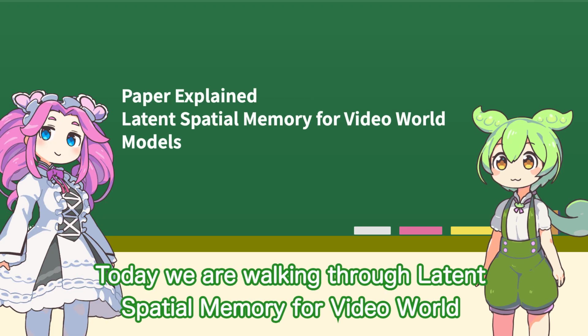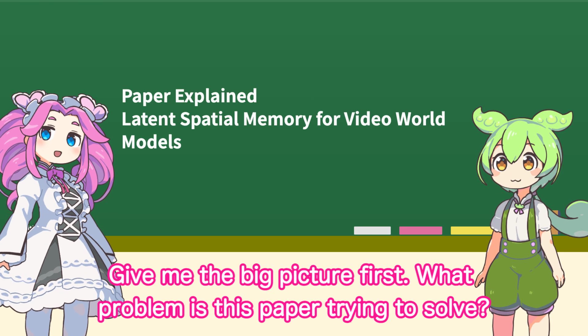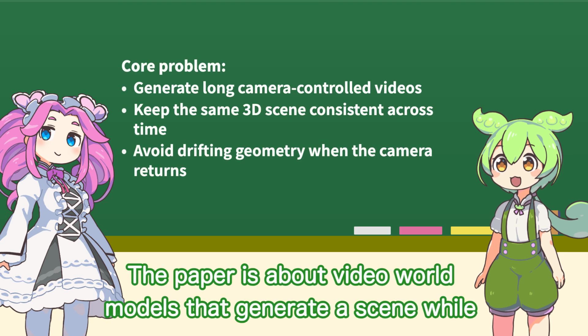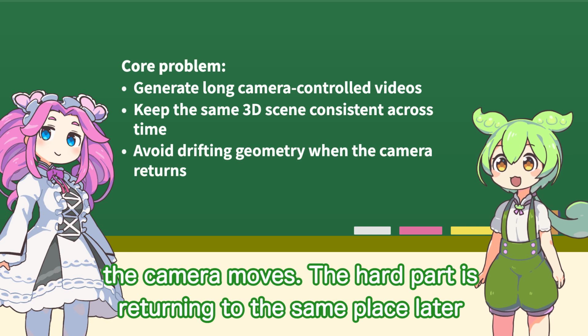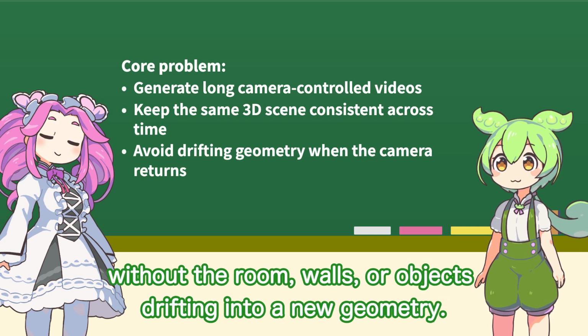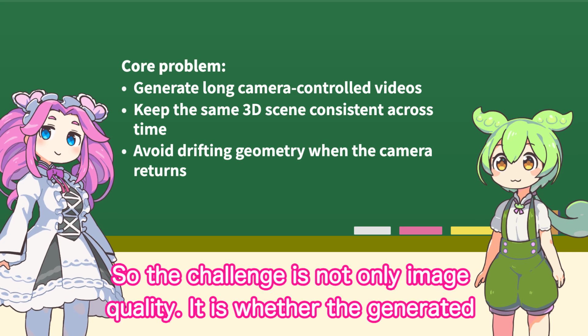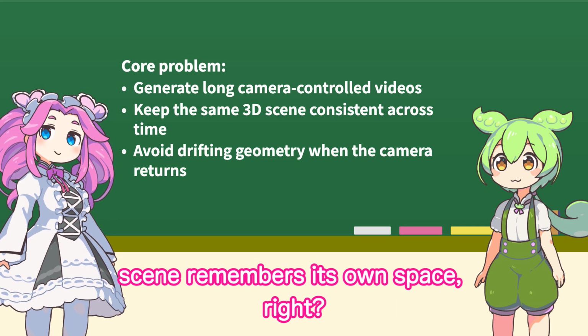Today, we are walking through latent spatial memory for video world models. Give me the big picture first. What problem is this paper trying to solve? The paper is about video world models that generate a scene while the camera moves. The hard part is returning to the same place later without the room, walls, or objects drifting into a new geometry. So the challenge is not only image quality, it is whether the generated scene remembers its own space, right?